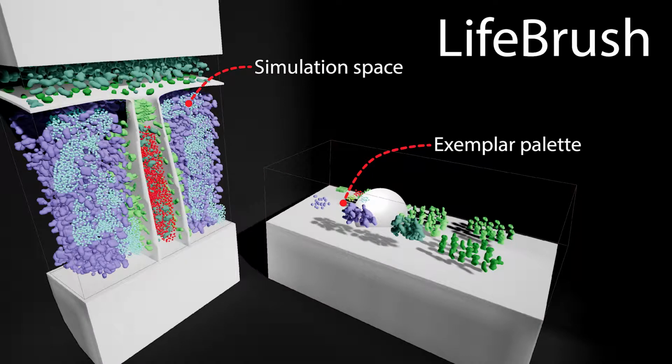This is a video on how to use LifeBrush. There are two main spaces in LifeBrush. The Exemplar Palette, where you can select example molecular arrangements to paint into the simulation space.